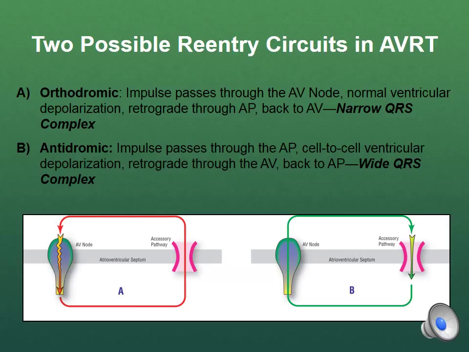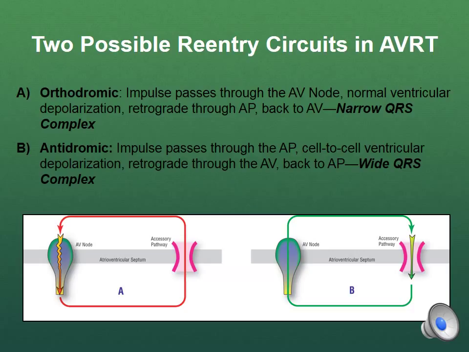In an antidromic circuit, the impulse is going to pass through the accessory pathway. You'll have slow cell-to-cell ventricular depolarization, and then retrograde conduction through the AV node and back to the accessory pathway. Because you have that slow cell-to-cell ventricular conduction, you are going to have a wide QRS complex.